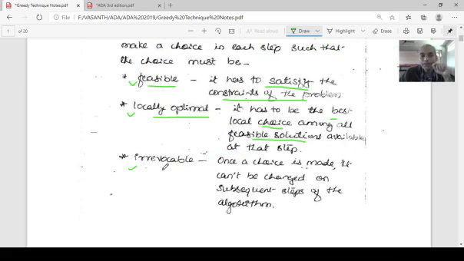The third important definition is irrevocable. Irrevocable means once a choice is made, it cannot be changed. So once you make a choice, you cannot change it. For example, take the game of chess. When you are playing chess, once you make a move, you cannot go back, because the rules are like that. One of the rules is that once you make a move, you cannot go back. So we call it irrevocable.